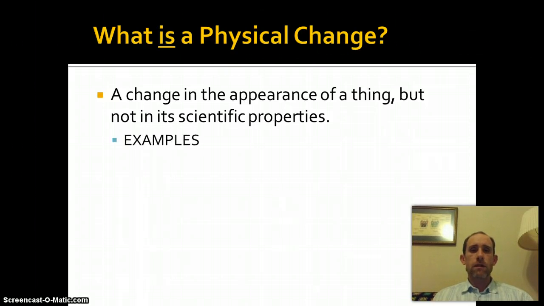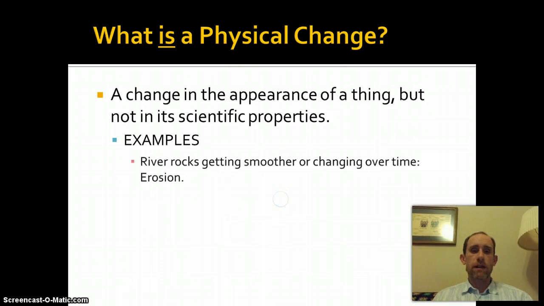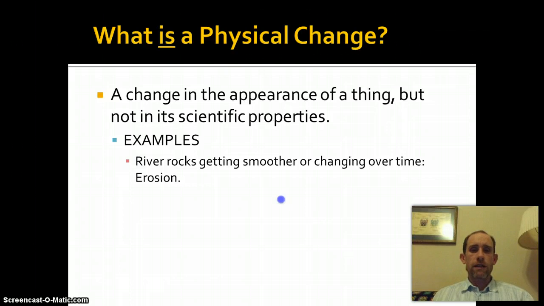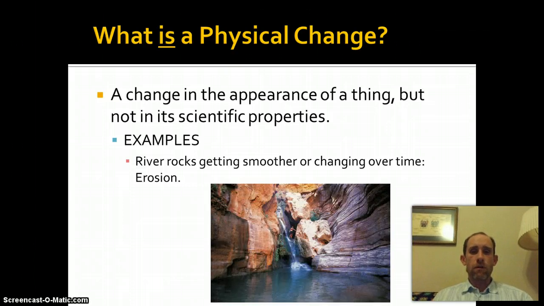Some examples are things that we've talked about in science already this year. One example that we've already discussed is erosion. River rocks getting smoother or changing over time, or the rocks next to an ocean changing over time, eventually becoming sand, is a physical change. The rocks are not changing into something different, they're still rocks. Sand is very tiny particles of rock, but they are changing in their appearance.